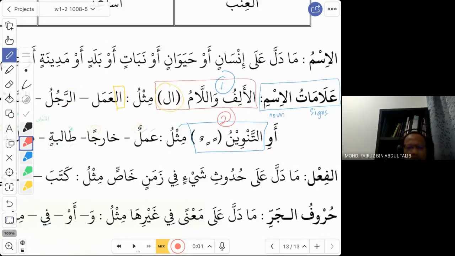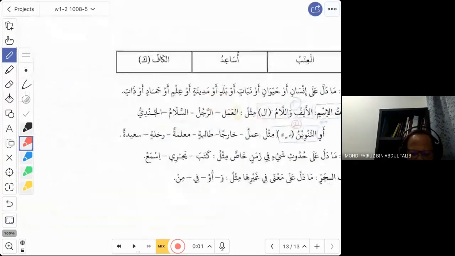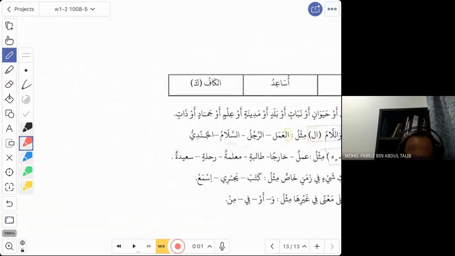Now I'm going to give you the other sign. It is not mentioned here, but that is also important. The third sign. Okay, let me write it here. Number three. The third sign. Okay, please write this down. The third sign is this.